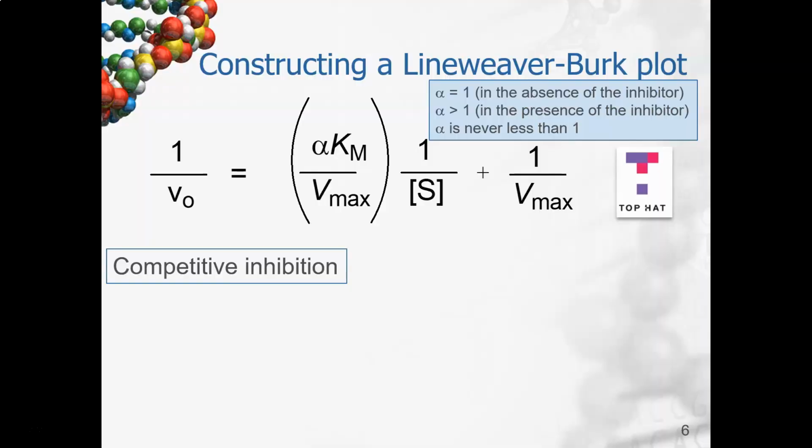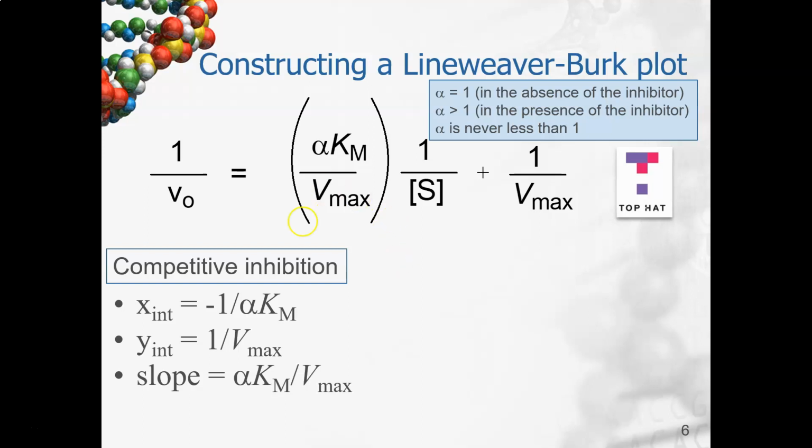So if we look at our Michaelis-Menten equation and then transform it into the Lineweaver-Burk equation, which is the equation of a straight line, what we find is that in the presence of a competitive inhibitor, we have a change in our equation, and that change is measured by this factor alpha. You can see that alpha right here is associated with Km. What that means in terms of our plot is that since the slope is Km over Vmax, our slope is going to change. It also means our x-intercept is going to change, but our y-intercept is not going to change. And that means that the Vmax does not change in the presence of a competitive inhibitor.